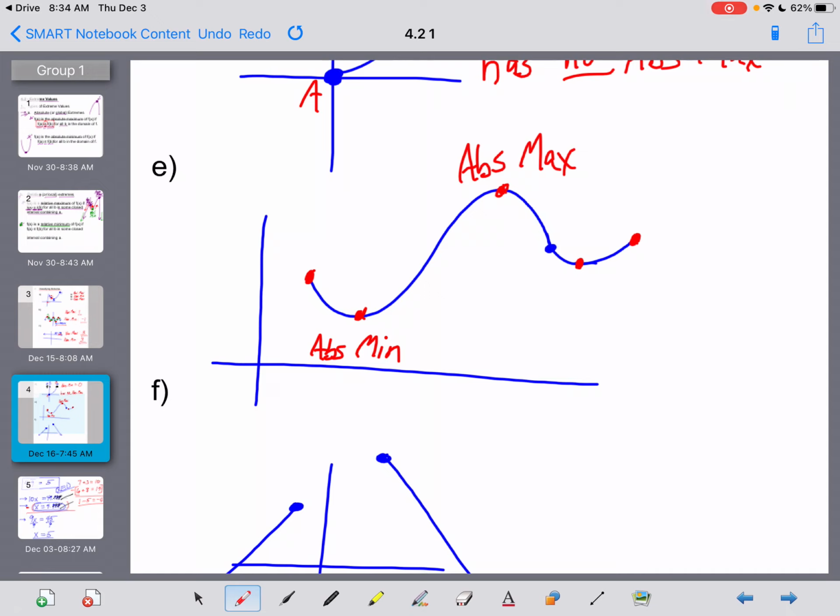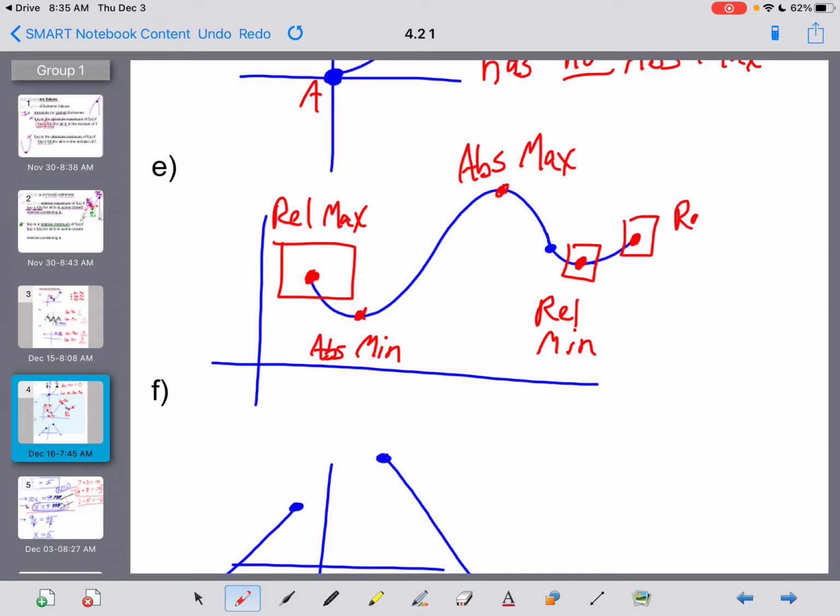So this first point, all the way over here on the left, guys, ask yourself, is that the highest or lowest point in the neighborhood directly around it? It's the highest point, so this one right here is a relative maximum. This point right over here is the lowest point in the neighborhood directly around it, so that is a relative minimum. And then this point over here, the right end point, is the highest point in its neighborhood, so that one is a relative max.